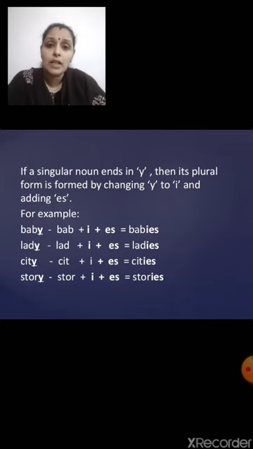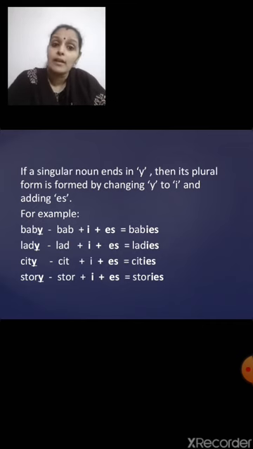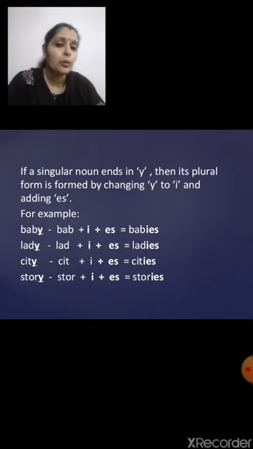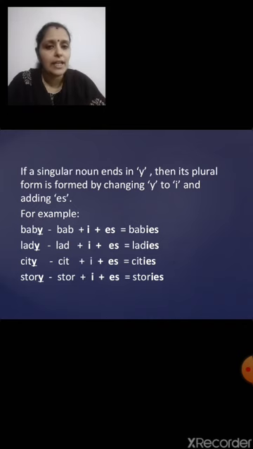What if a singular noun ends in Y? Then its plural form is formed by changing Y to I and then adding ES. Right? When it was ending in F, I used to add V there. Now it's ending in Y. So what am I going to do? I will remove Y. I'll put I instead of Y. And then I am going to add ES to it.